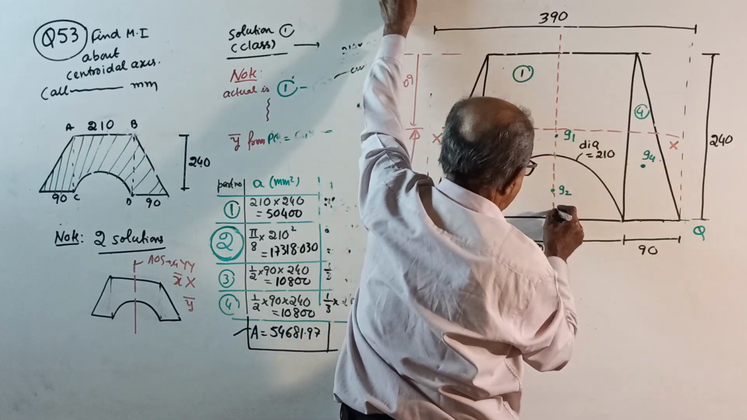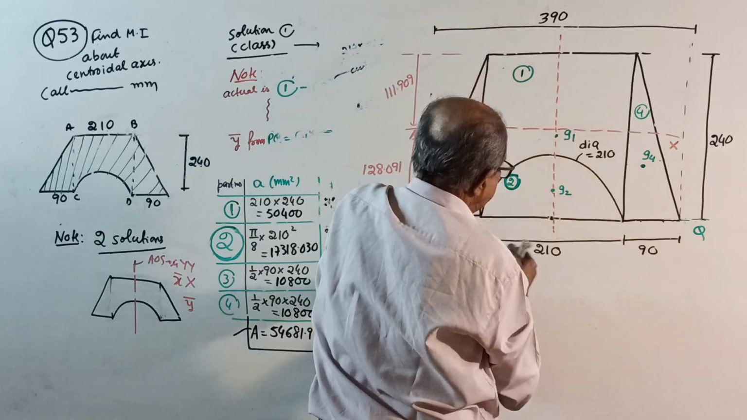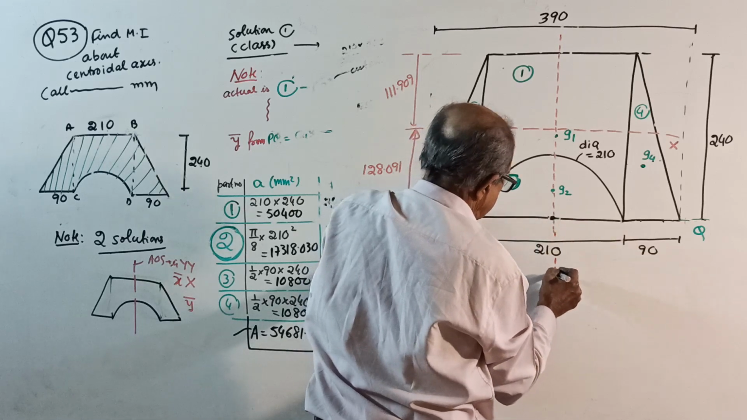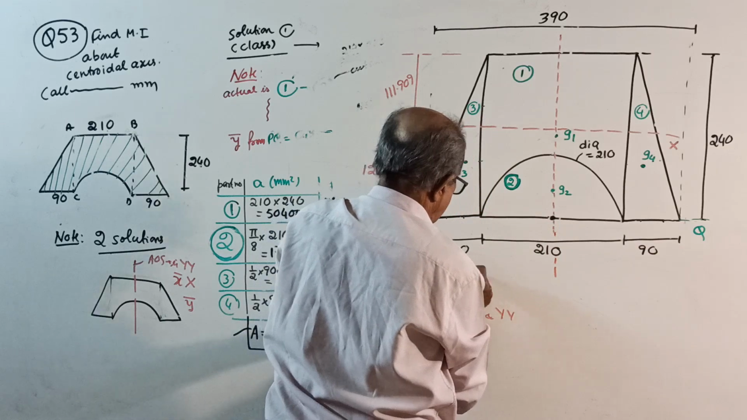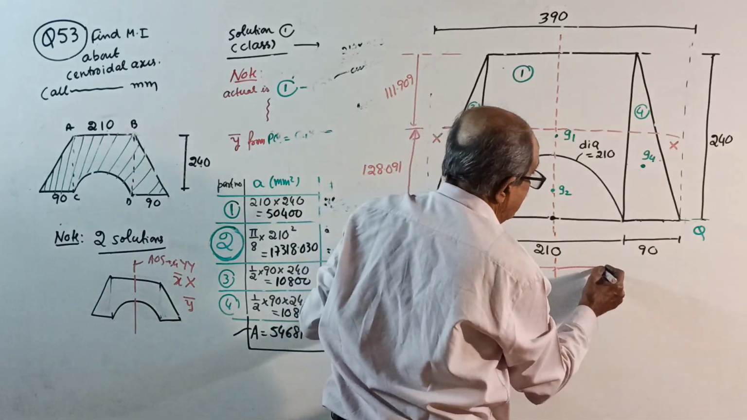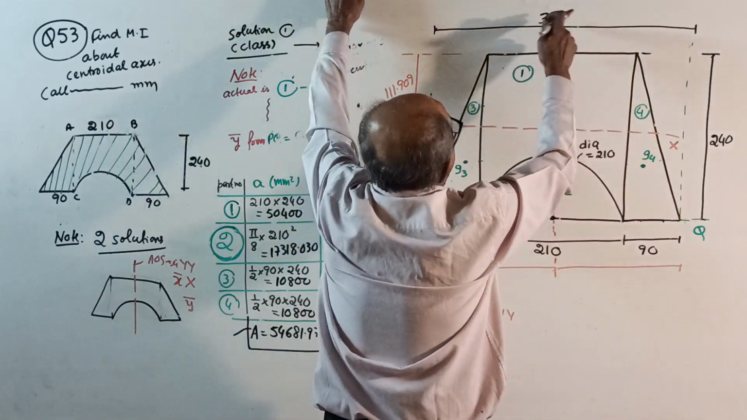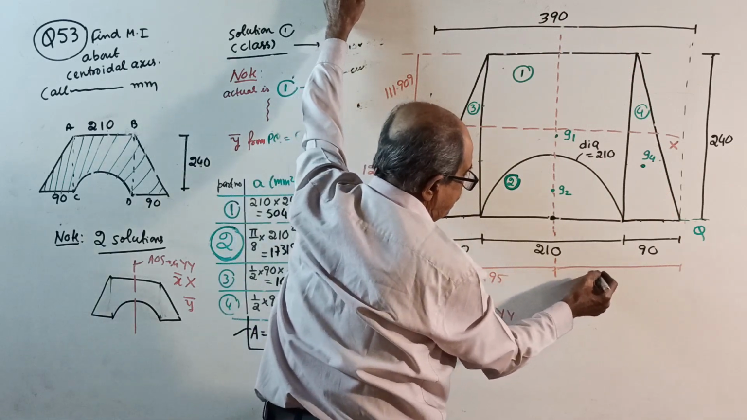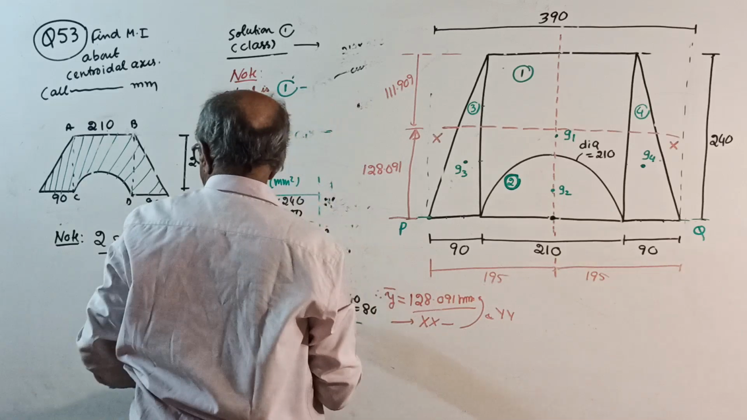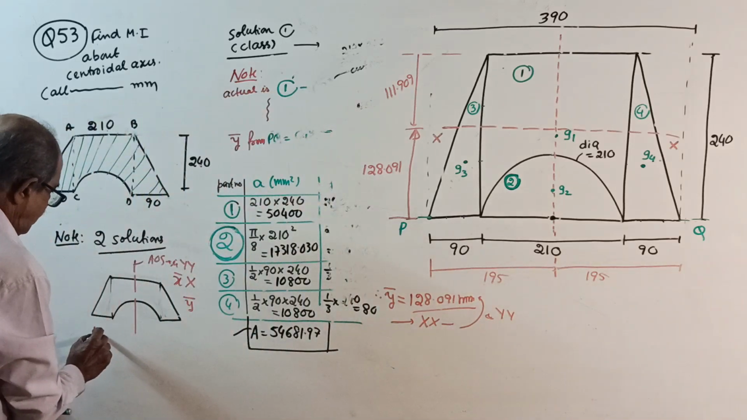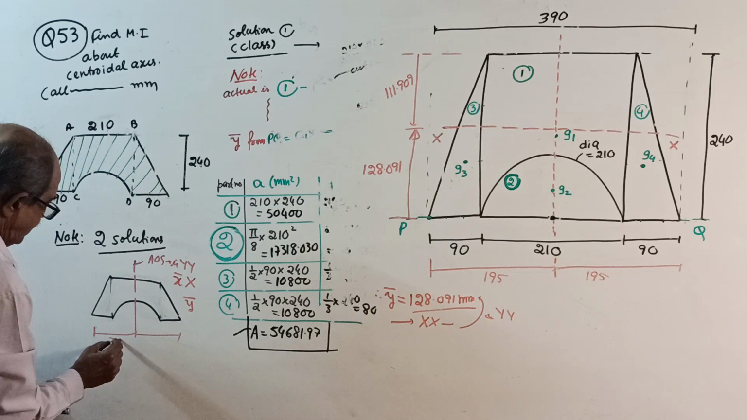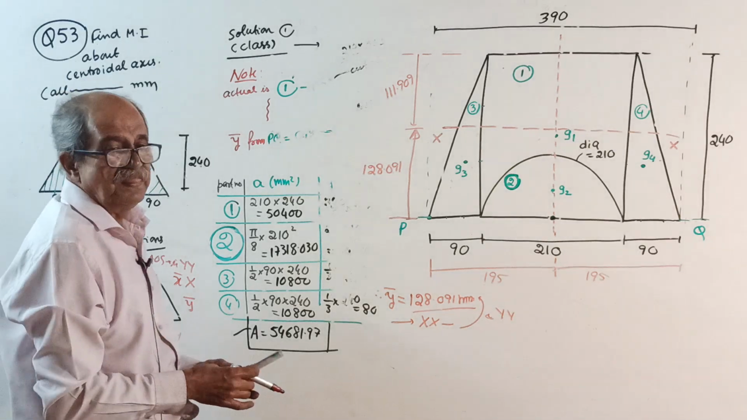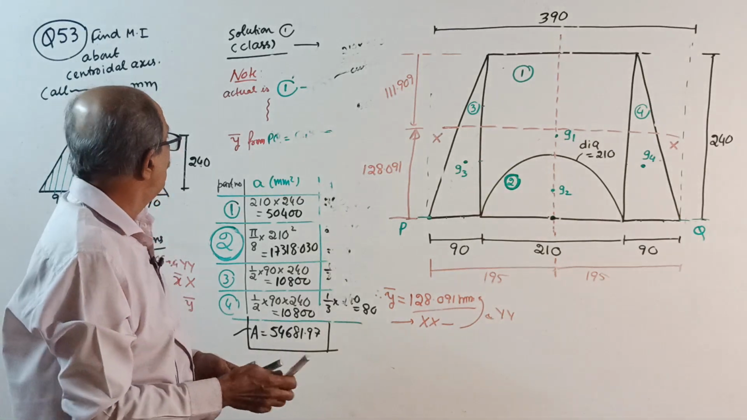This is the center of circle. See, center of circle here. From here to here and from here to here, if you want, total 390 by 2 is 195 and 195. Direct answer, I wrote here. See, if you want, you can write here. Each of them is 390 by 2. Locate. Now you have to go for moment of inertia calculation.